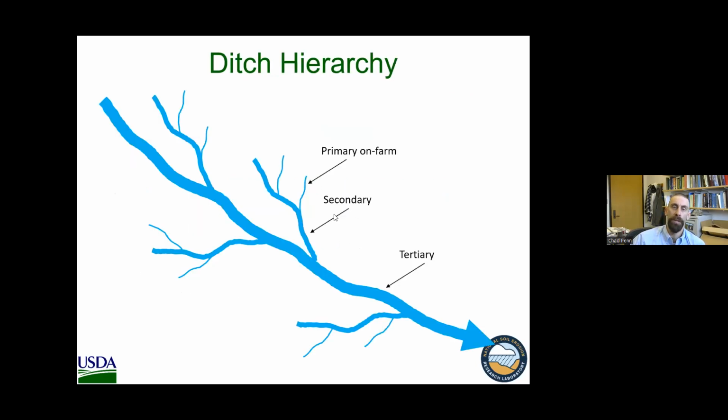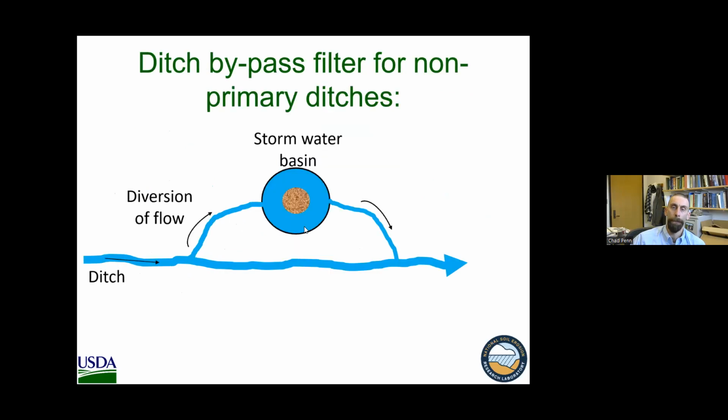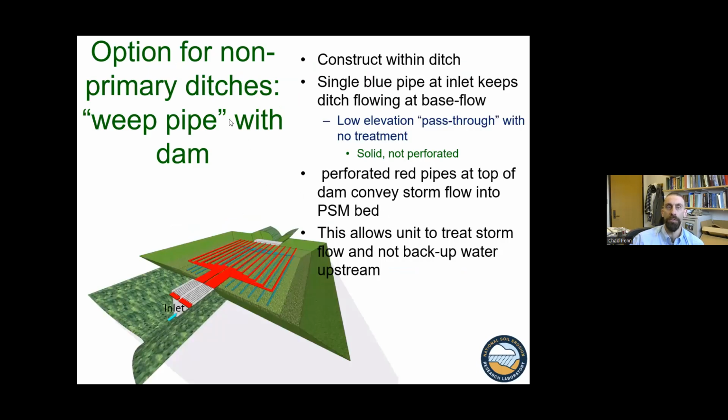But for the secondary receiving ditches, I would consider a ditch bypass filter, something like this. Divert the water from the ditch and basically construct a small stormwater basin, build that into your Pmobile structure, and that treated water can then be diverted back into it. That's one way to do it. I've never built one like this. That's one option.